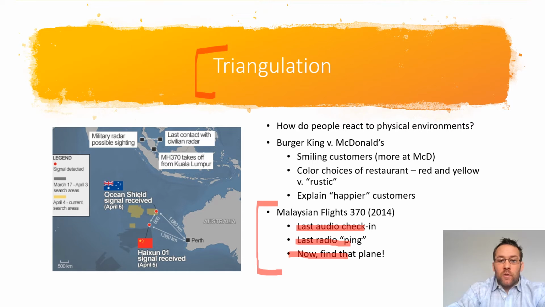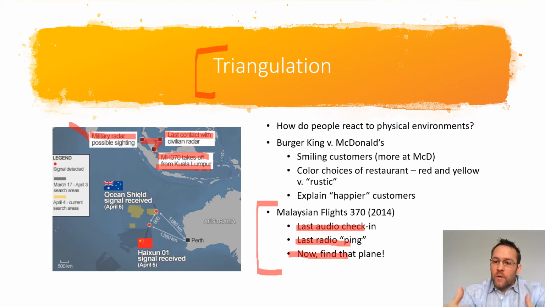So you look up here on this map. The last contact with a radio, military radar found it, we know where the plane took off from. So we know 3 points of contact. Now we can use these 3 points of contact to start estimating things like time in the air, the altitude it was at, where it was supposed to be at a certain time. And that helps us to triangulate where the plane should have been when we lost contact with the plane. So that's what it looks like in a practical sense.